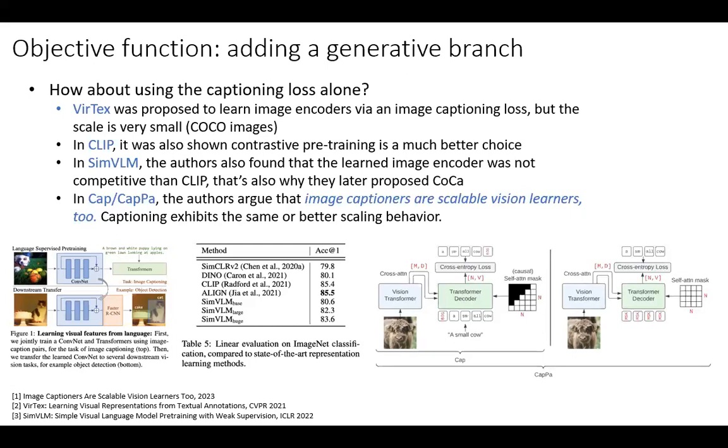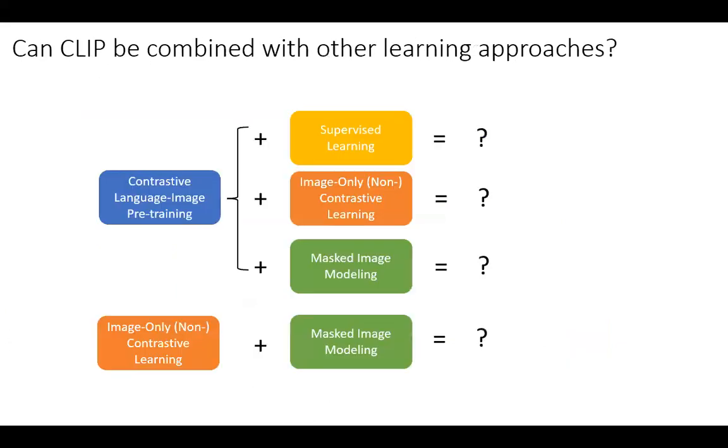And the captioning exhibits the same or even better scaling behavior. So I think this is also one interesting message they deliver in the paper: just using the simple image captioning objective, you can learn a very good image encoder. And especially when you use such an image encoder for downstream tasks that deal with multimodal fusion. Yeah.